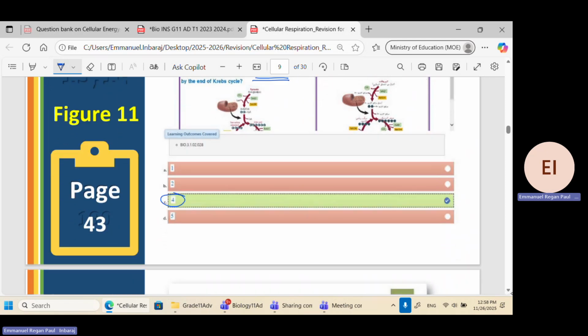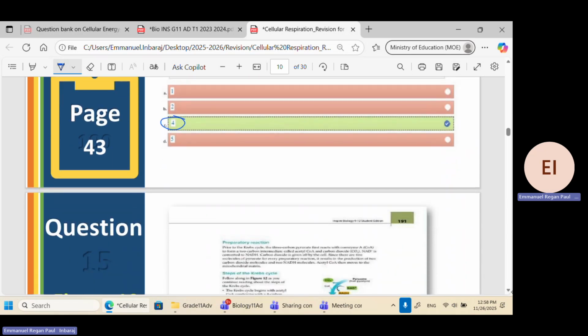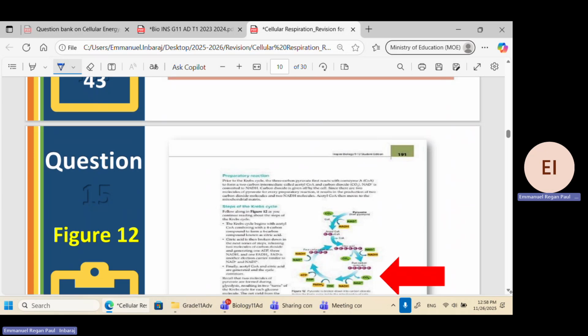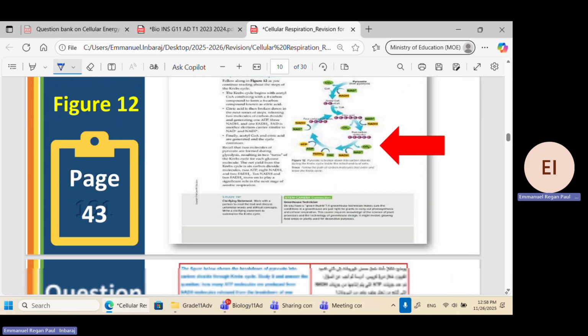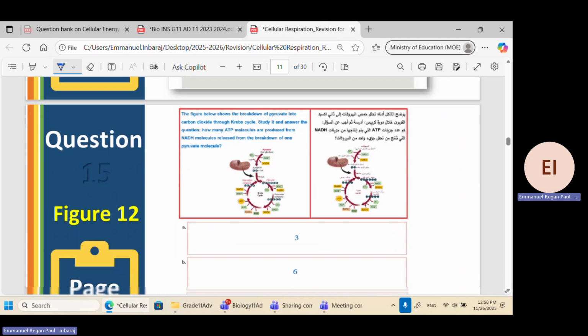Don't forget, this is how you have to learn. If you don't learn like this, it's going to be difficult. It's easy, actually, you have to learn carefully. Now let's go to the next one. This is the Krebs cycle, and see what they ask. The figure below shows the breakdown of pyruvate in the Krebs cycle. Study it. How many ATP molecules are produced from NADH molecules?